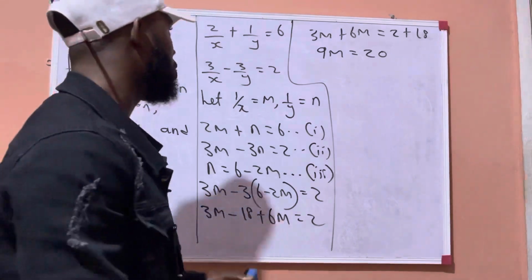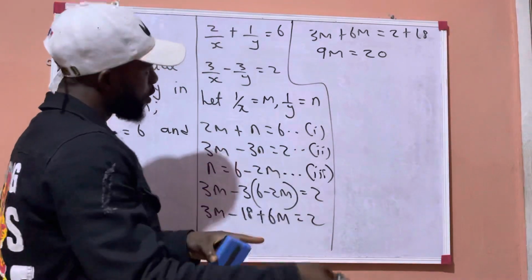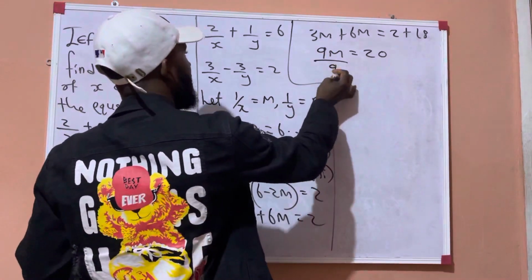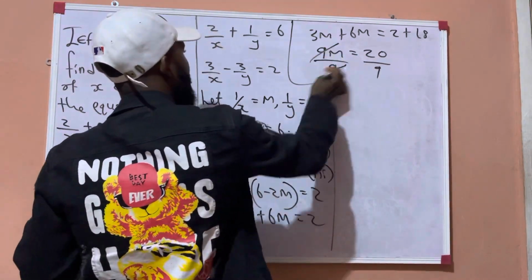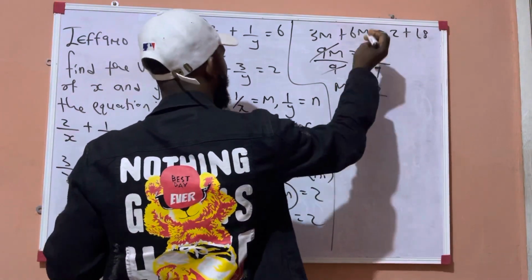And how can we do that? It's by dividing both sides by 9, which is the coefficient of m. So here becomes over 9, and here becomes over 9. Now, when 9 cancels out 9, what do I have? m becomes 20 over 9.